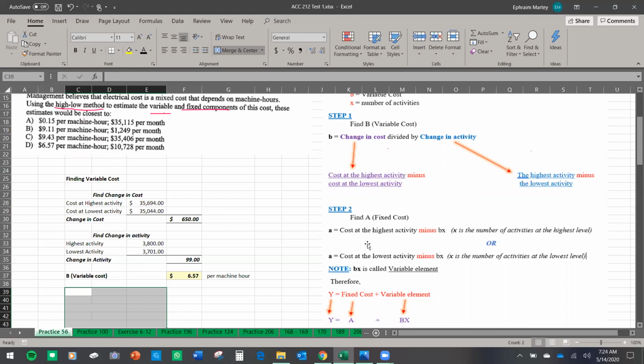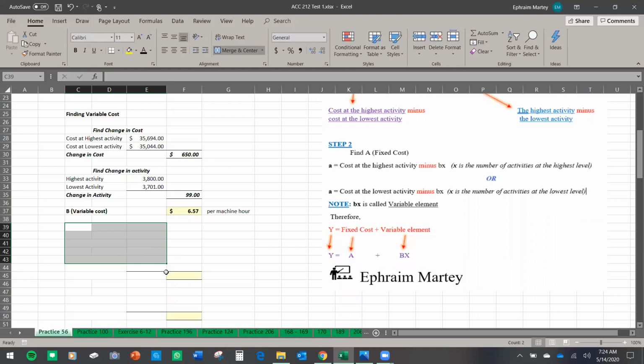There are two ways that you can do it. You take the cost at the highest activity and you subtract BX. If you take the cost at the highest activity, your X should be the number of highest activity. If you take the cost at the lowest activity minus BX, because you use lowest activity, the X should be the activity at the lowest level. I'm going to do these two and then we compare them and you see how these two work.